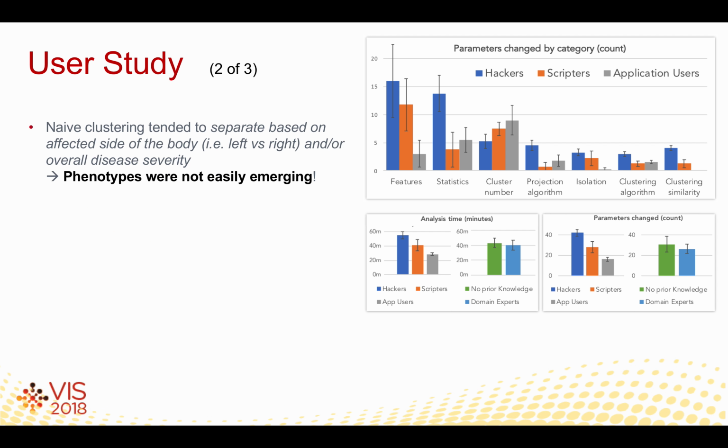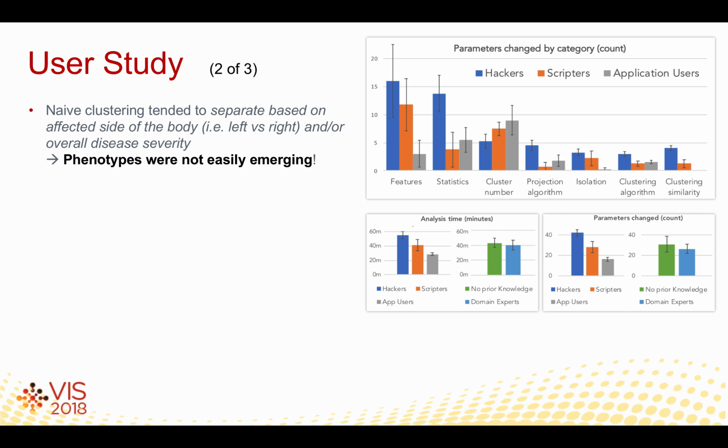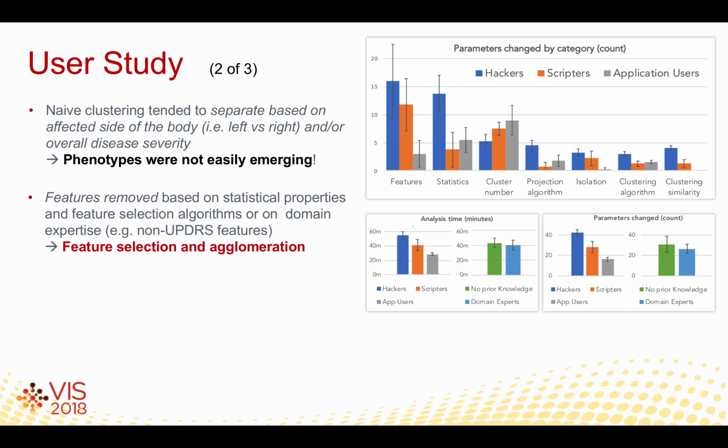So the overall workflow of what the data scientists did started with a naive clustering. That is, well, let's start applying a simple clustering and let's see what happens. And they rapidly realized that a naive clustering would not lead to phenotypes. So clusters would be people affected by Parkinson's on the left part of the body or right part of the body, or people with low levels of Parkinson's, medium levels of Parkinson's, and extreme levels of Parkinson's. Results that were okay, but not really answering our original question.